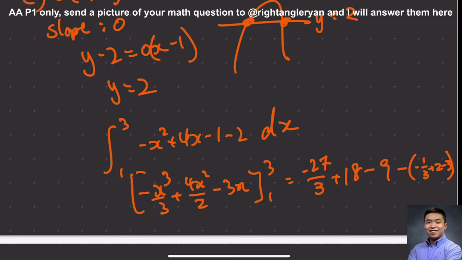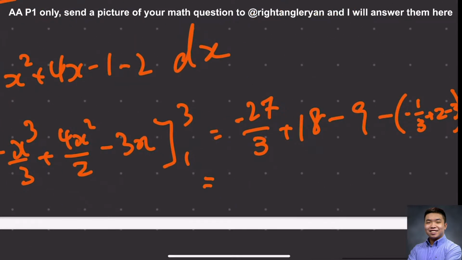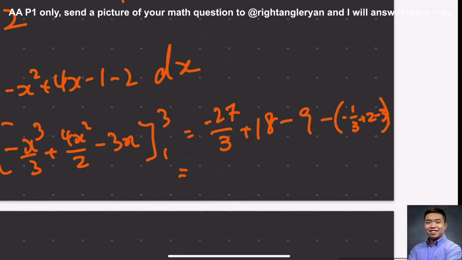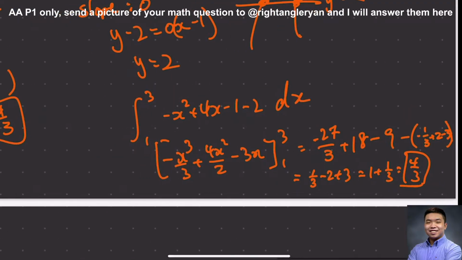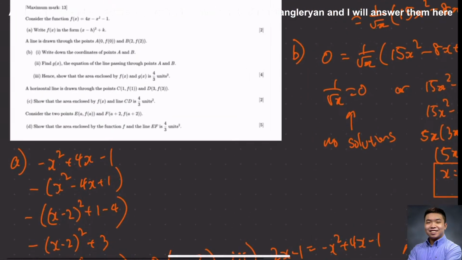So that will be equal to negative 9 plus 18 minus 9, so that's gone. So it's going to be 1 over 3 minus 2 plus 3. So it's going to be 1 plus 1 over 3, which is 4 over 3. So I showed it there. Good.